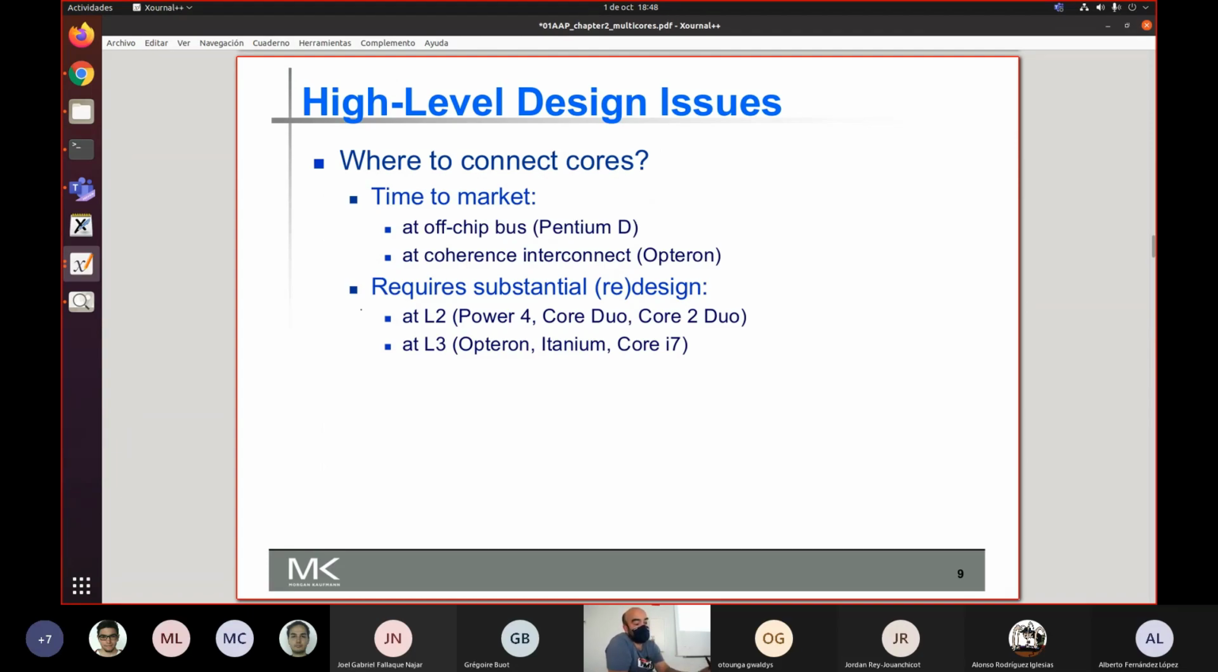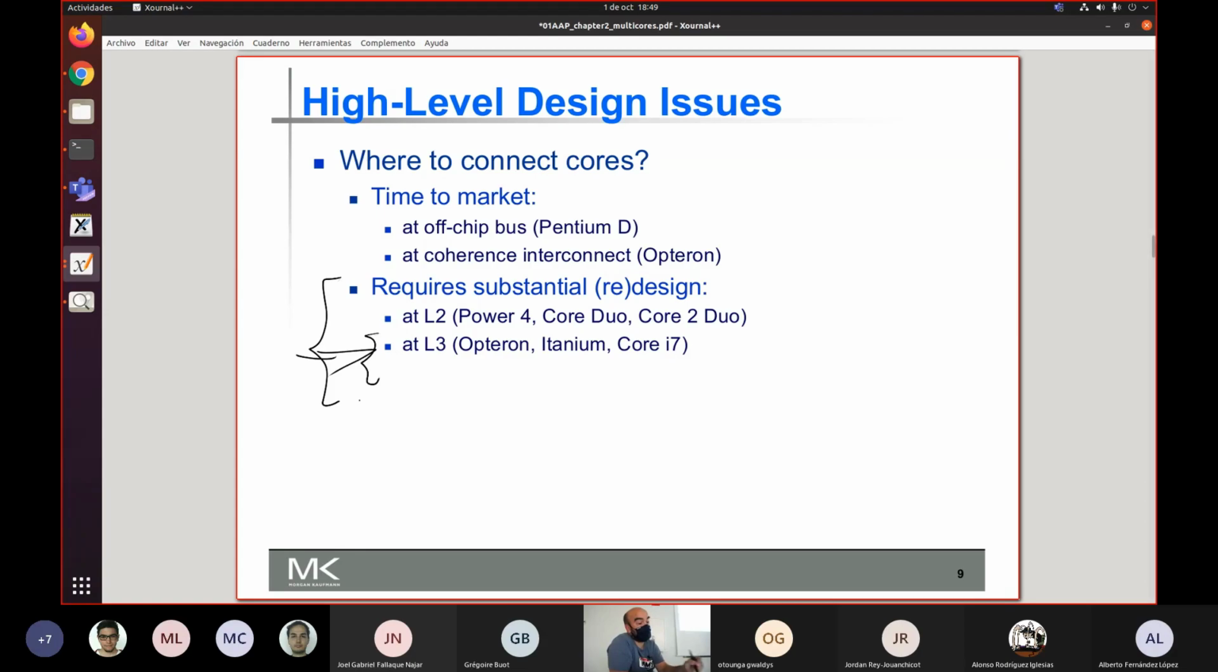You usually have a chip where all the cores share the level 3 cache. Maybe in some mobile processors you will find processors that don't have a level 3, so they have just a level 1 and level 2, and the shared level is the level 2, and that's where the connection of the different cores happens. But doing the connection like this requires a substantial redesign.